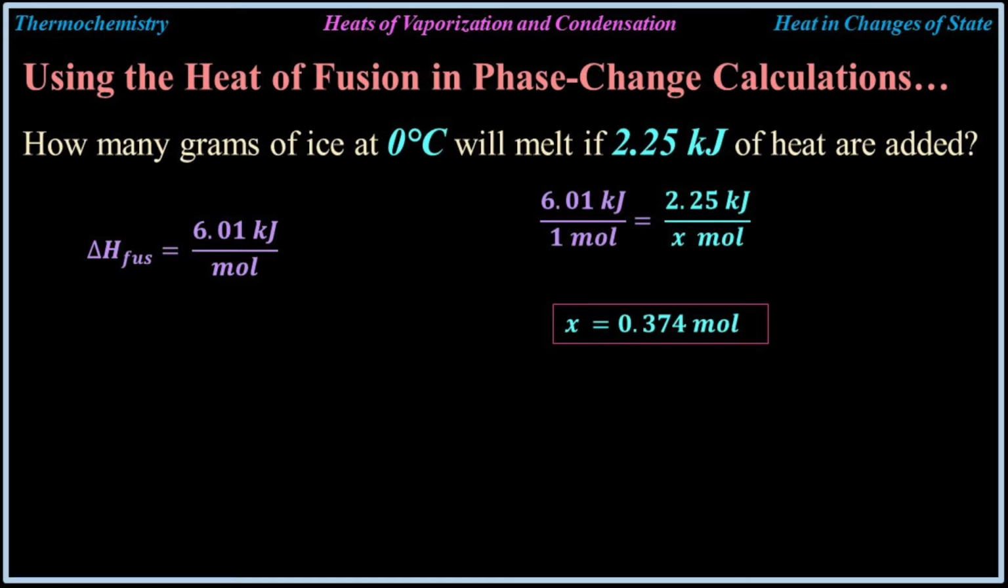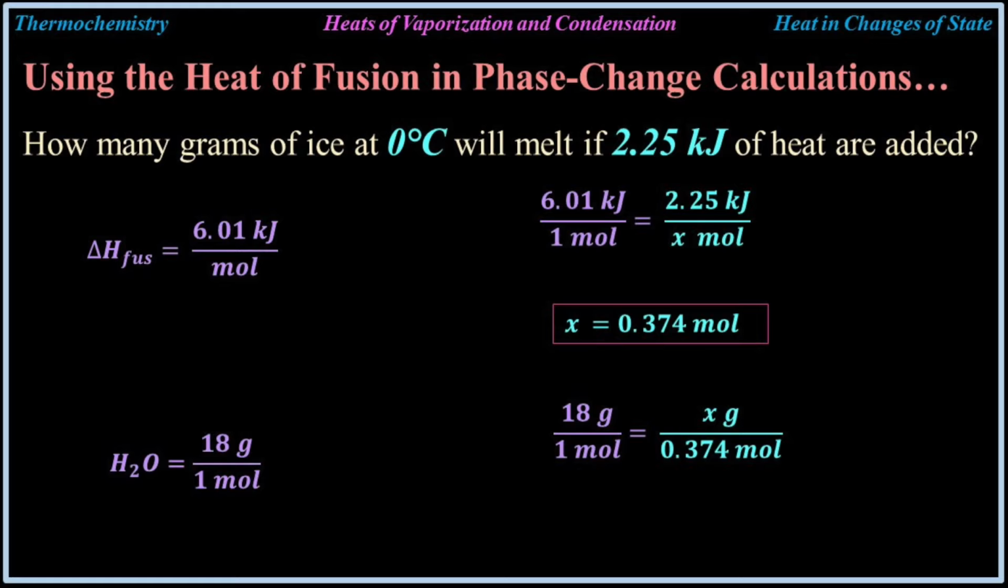Now set up another proportional relationship. So you have water, 18 grams per mole. So that's another constant. And then 18 grams per mole over X grams over 0.374 moles. And X will equal 6.73 grams. So that's the answer to the question.